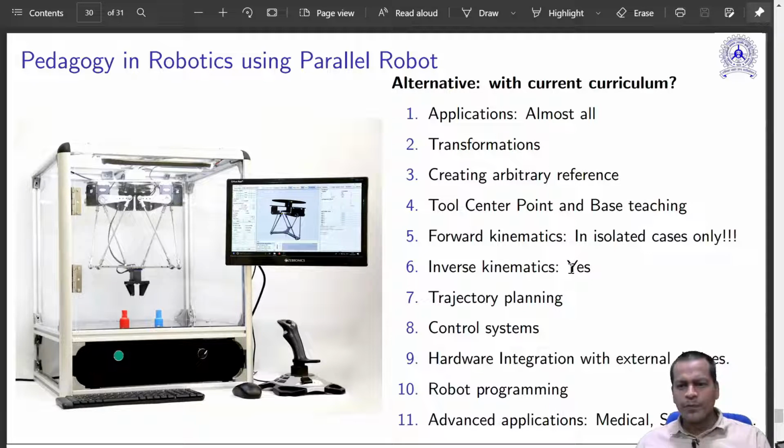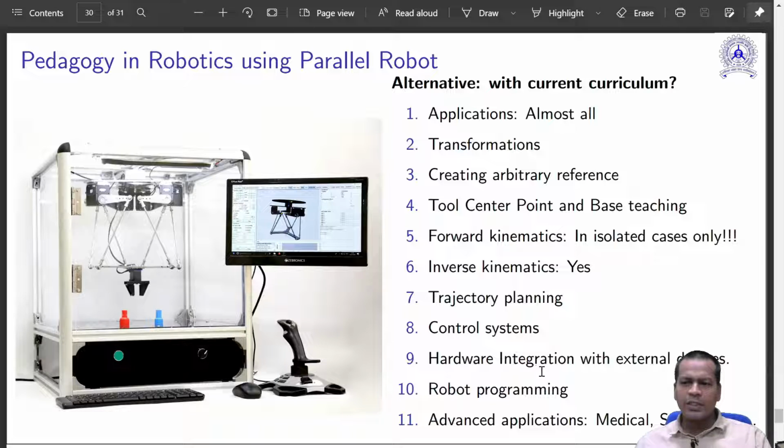And inverse kinematics, yes, you can do it for complex mechanisms even like this. We have done it and it is easily doable. Trajectory planning, it is doable here also. You can do Cartesian trajectory, you can do joint trajectory. Control systems, everything is open. You can design your own control system. Even the actuator PID can be edited.